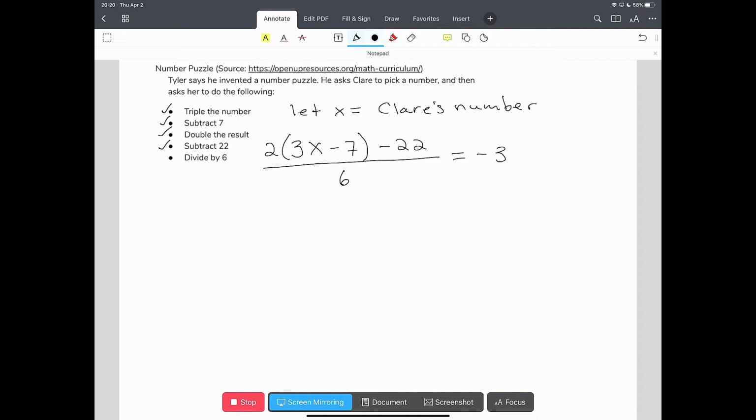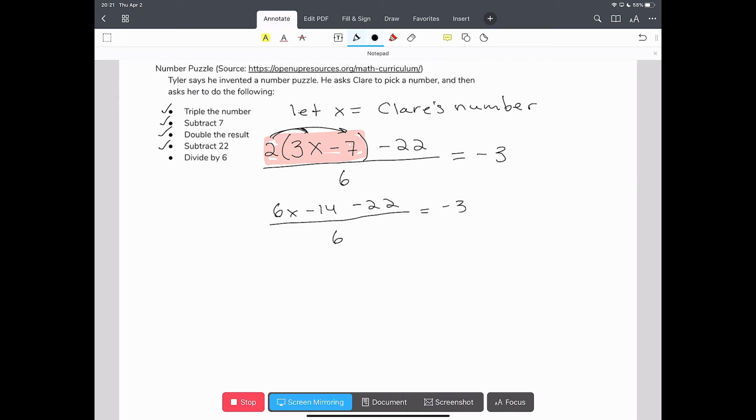So let's start with the numerator. We've got the 2 times the quantity 3x minus 7. We need to double 3x minus 7. So when we double everything in the parentheses, we end up with 6x minus 14. And we've got our minus 22. All of that's divided by 6.